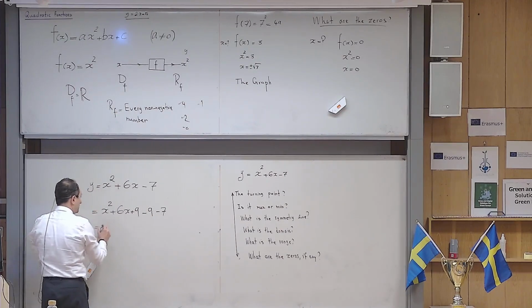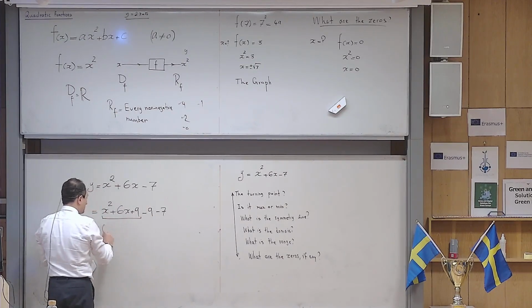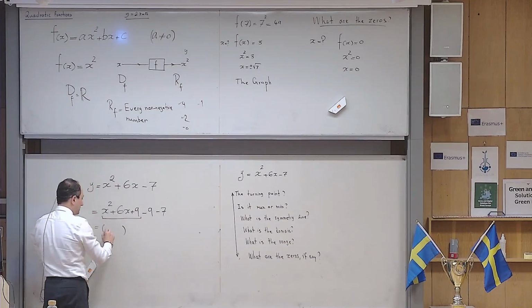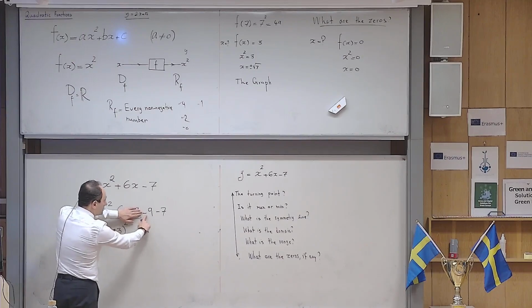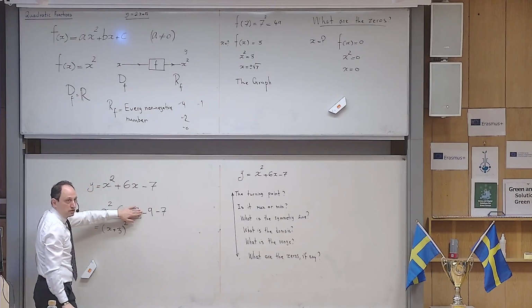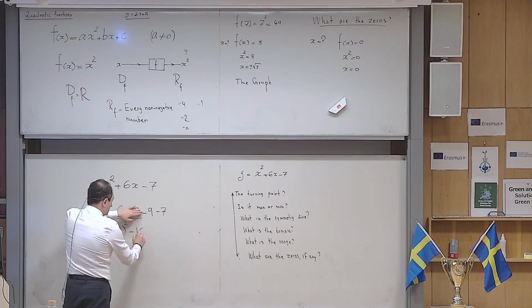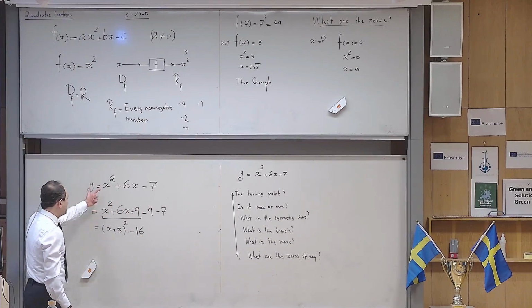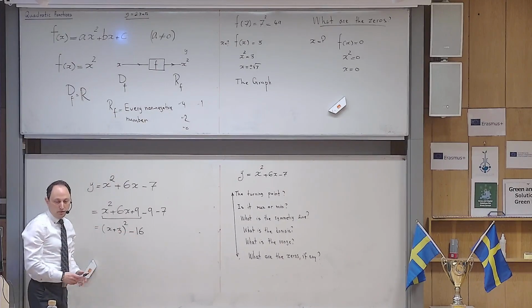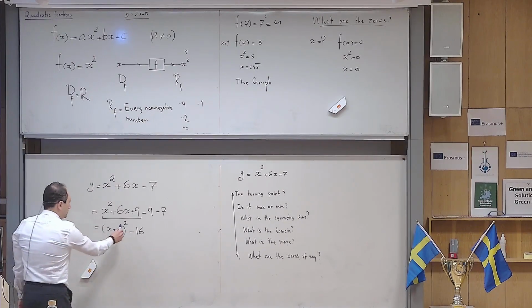What is the benefit? Is that these 3 now becomes a complete square, which is (x + 3)^2. And then I have minus 9 minus 7, which is minus 16. Yes or no? So that is the way that you have to do it. The rest of it is the same. This one is a complete square.